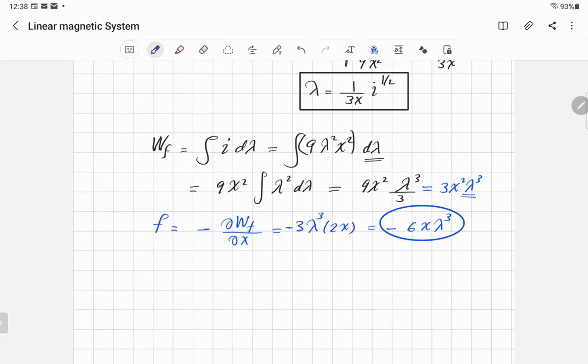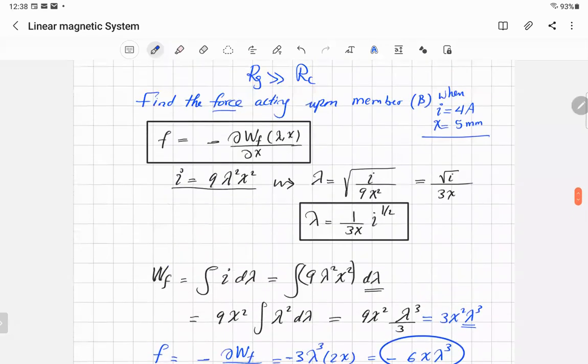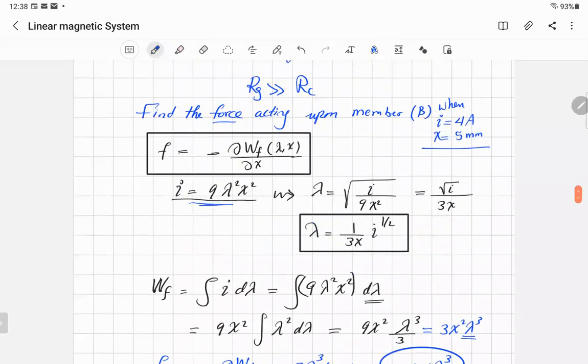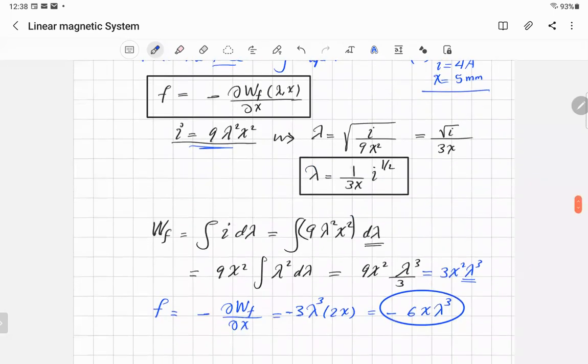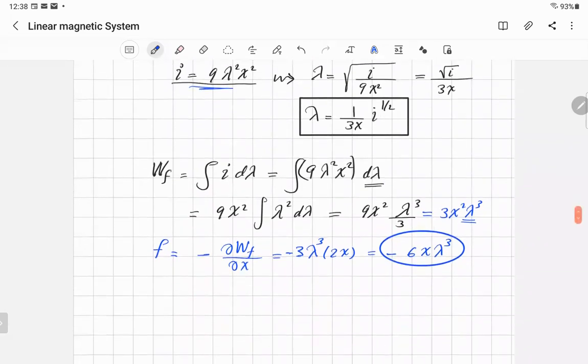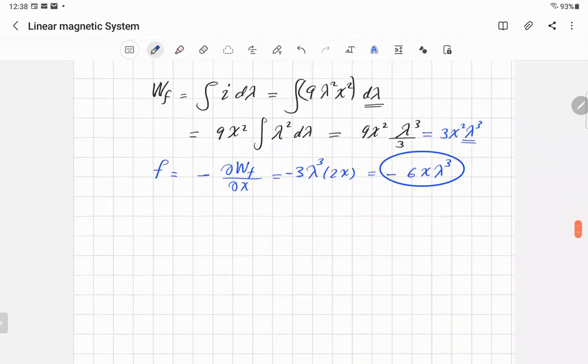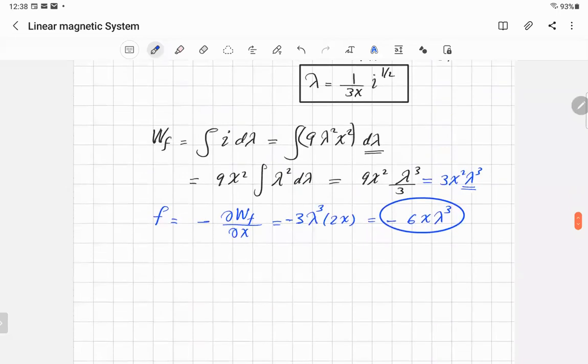What is that? We got a formula for this problem that depends on the value of x and the value of lambda. Can you find now the magnitude of the force at the specific value, 4 amps and 5 millimeter air gap? Yes. But I mean, you have lambda. We don't have I. Well, you have the relationship between the current and lambda. You just replace lambda by I. And that's why I got it here. Lambda is equal to 1 over 3x times the square root of I. So that's what I'm going to do. Another way, if you want to keep this one, that's okay.